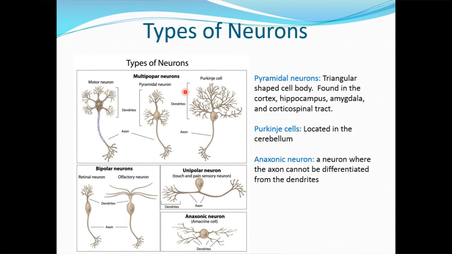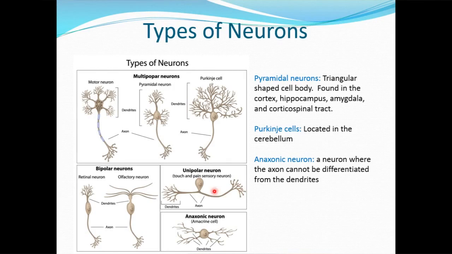These are your multipolar neurons. Your bipolar neurons, they have two poles. Your retinal one that you find in the retina, and the olfactory neuron that you find in the olfactory tract. Then you also get unipolar neurons, for example, with pain and touch.